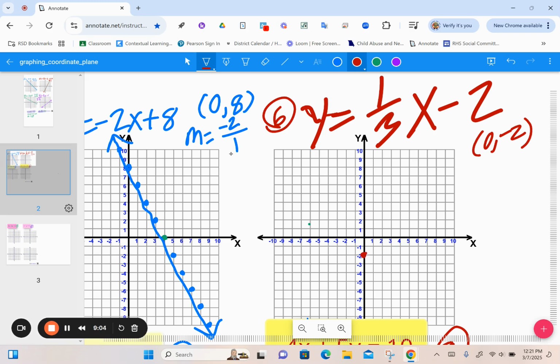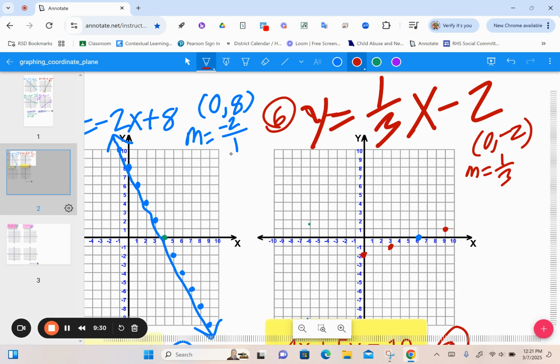And then m is 1 over 3. So that's a rise of 1 and a run of 3. Rise of 1, a run of 3. And that gives me a new point, an x-intercept. 1, 2, 3. That's 6 there. 6, 0. Rise of 1, run of 3. Then I can't go anymore.